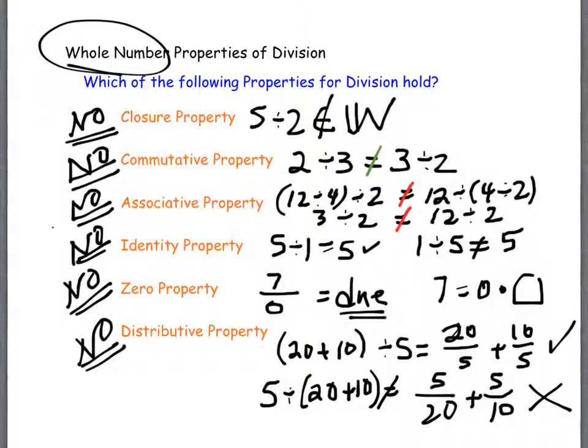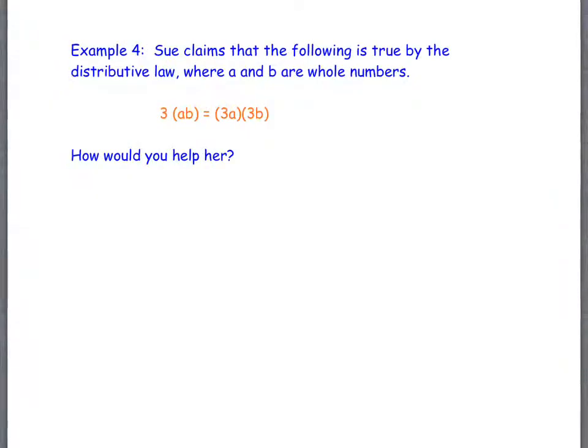Okay, last problem is a student's work and justifying or thinking about whether her description is correct. Sue claims the following is true by the distributive law. A and B are whole numbers. 3 times AB is equal to 3A times 3B. How would you help her? So the first thing you have to decide is she right or is she wrong? And then secondly, why?